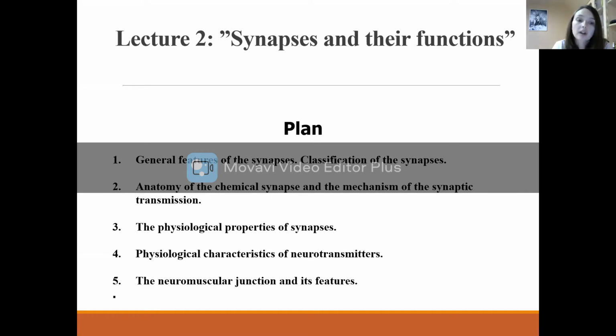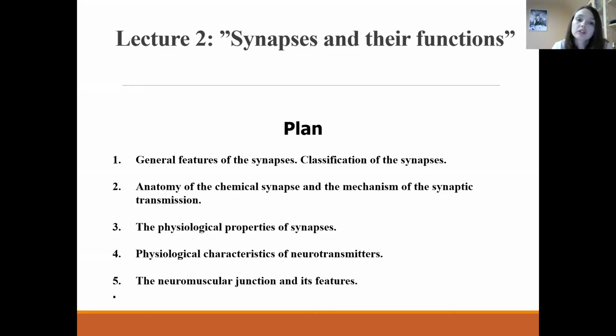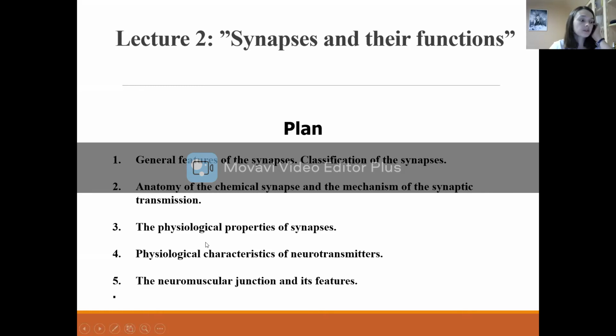What are we going to discuss today? We are going to discuss the general features of the synapses, classification of the synapses, anatomy of the chemical synapses, and the mechanism of the synaptic transmission, the main physiological properties of the synapses, physiological characteristics of the neurotransmitters, and also the neuromuscular junction and its features.